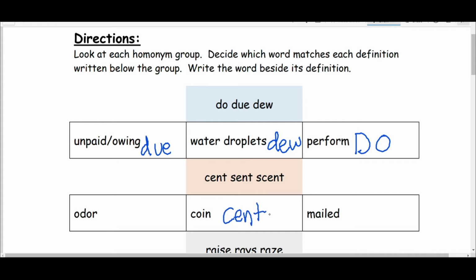How about the definition odor? The word S-C-E-N-T, scent, is the word we use for smell. So this word goes with the odor definition. Our last definition is mailed. That goes paired with S-E-N-T, sent. Like when you've sent a text message to your friends.